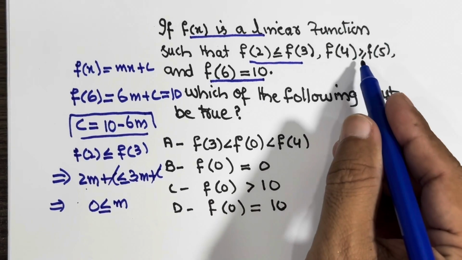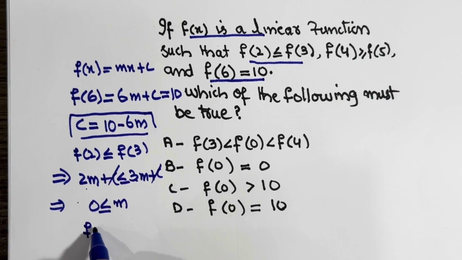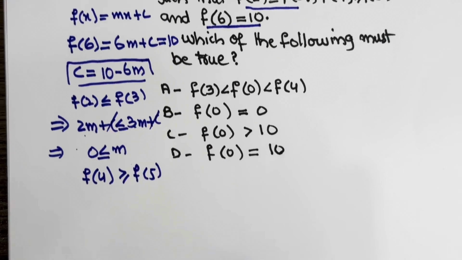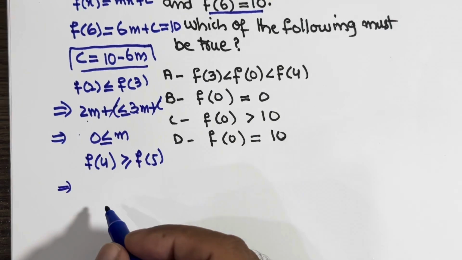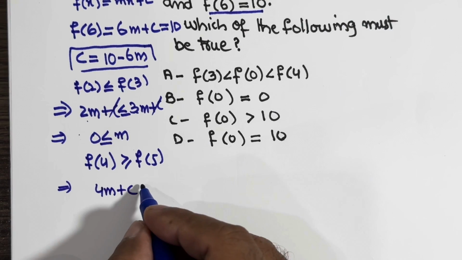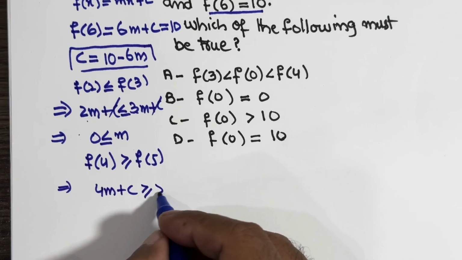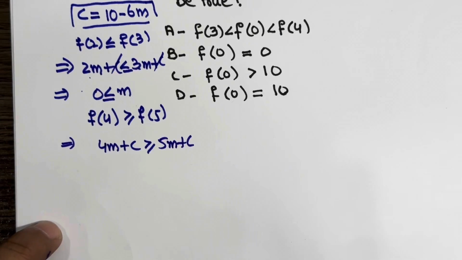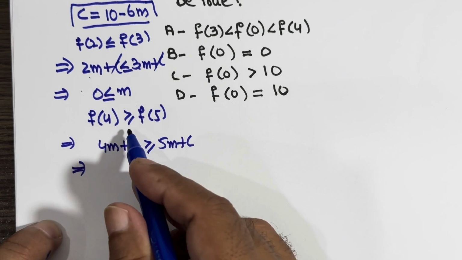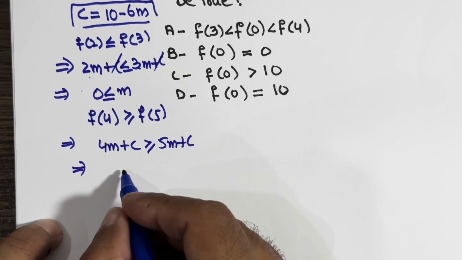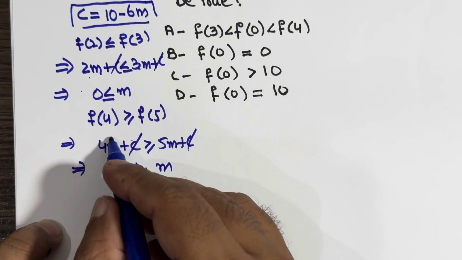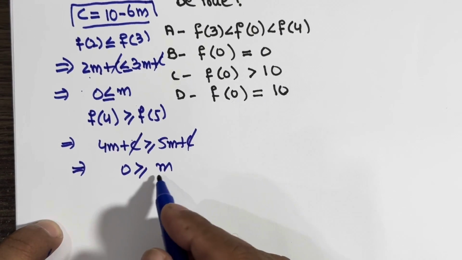Also we have f of 4 is greater than or equal to f of 5. This implies that f of 4, which will be equal to 4m plus c, is greater than or equal to f of 5, which will be equal to 5m plus c. Okay, now f of 4 is greater than or equal to this. So from here, because c is cancelled by c, we will shift 4m there. So m must be less than or equal to 0.